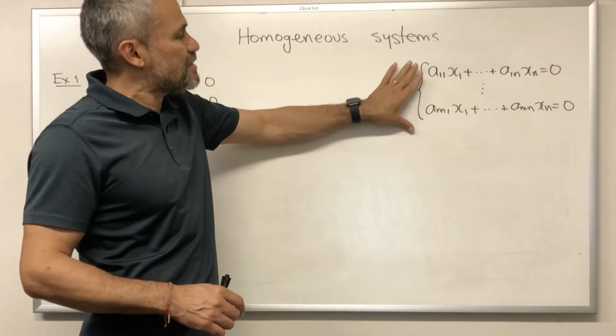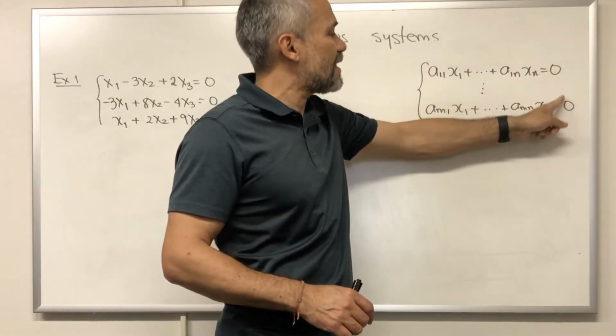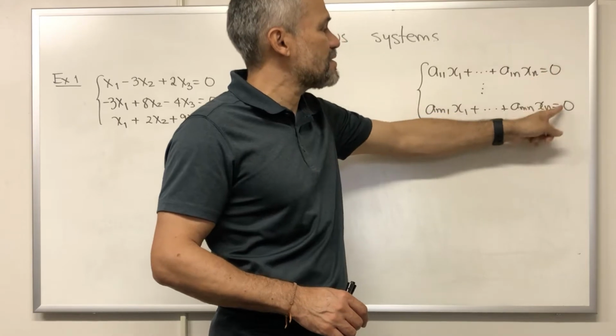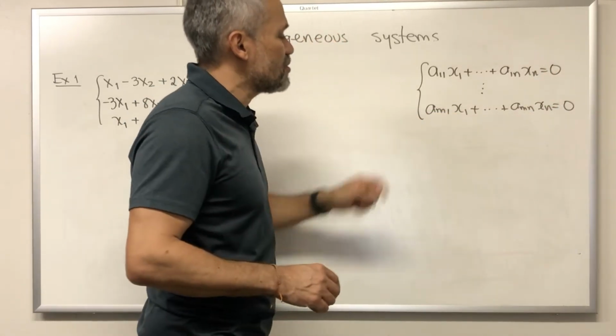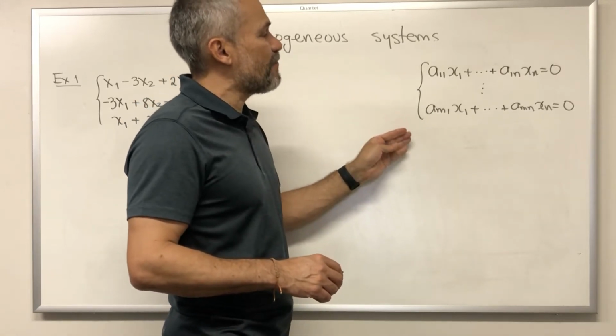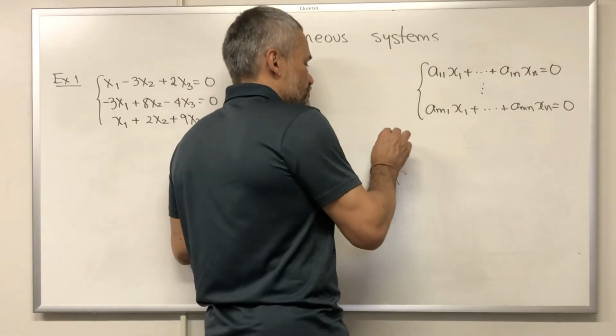Okay, a homogeneous system is a system that looks like this. The idea here is that all the numbers on the right-hand side are zero. An important observation for a homogeneous system is that it is never inconsistent. It always has a solution. Let me write that down.